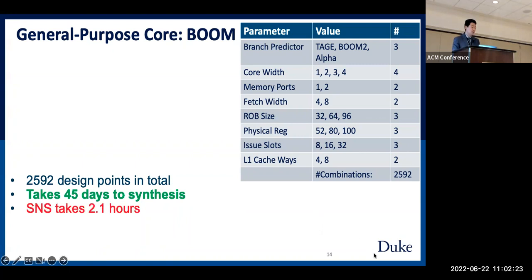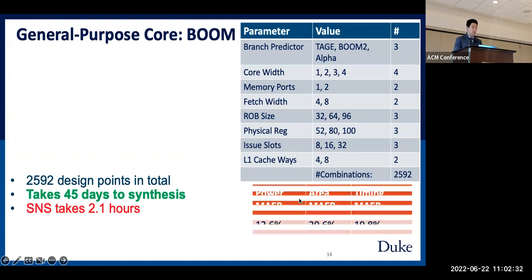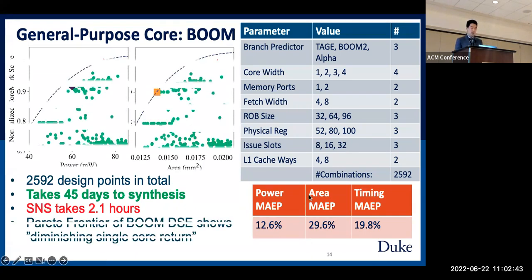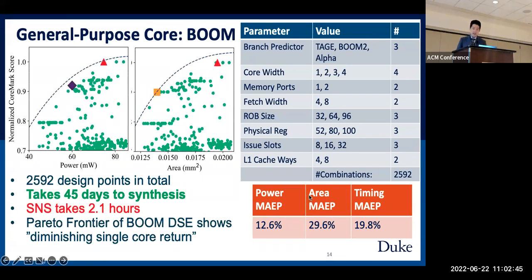So instead of waiting a month and a half to figure out which configuration is the best, we can use SNS to quickly perform the entire design space exploration in a bit over 2 hours. SNS also achieves good prediction accuracy, which we can see in the bottom right table. The result of the DSE is plotted in the top left two graphs, and there we can see two very clear Pareto frontiers showing the diminishing single core performance with increasing area and increasing power.